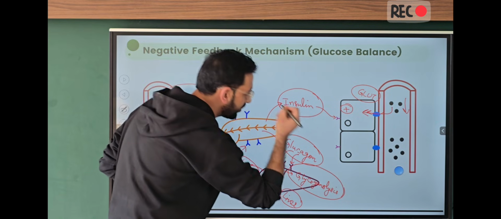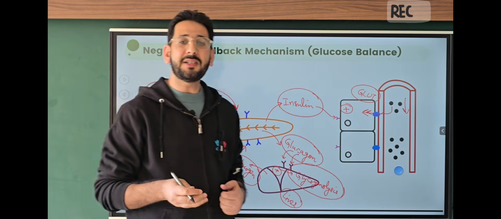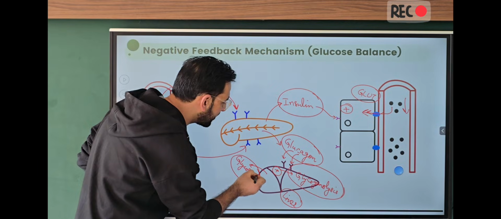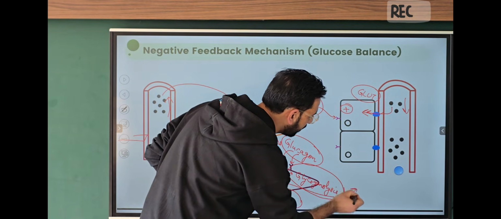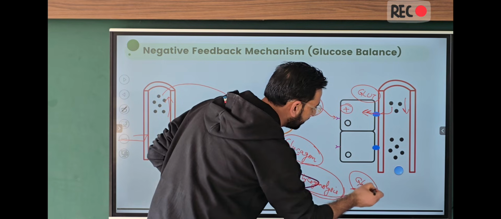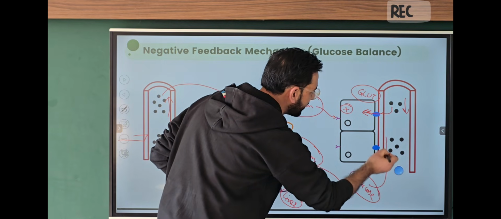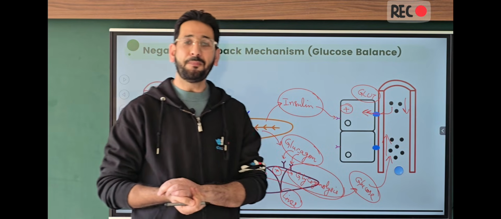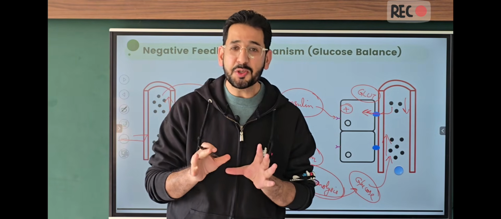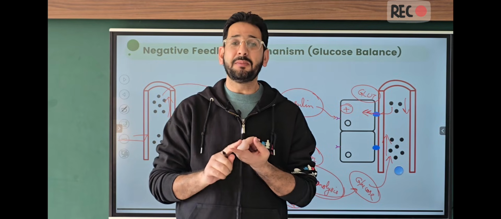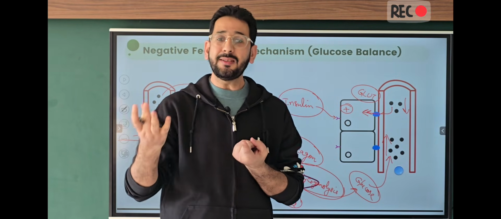And what this glycogenolysis is, it is converting this glycogen into glucose. Now once this glycogen is converted into glucose, that glucose is released from the liver and that goes into the bloodstream, and we have increased the blood glucose level. So I hope you understood this, that this negative feedback mechanism is actually opposing the change.